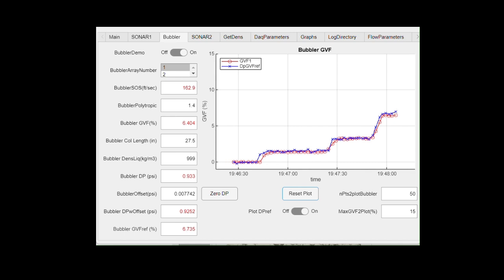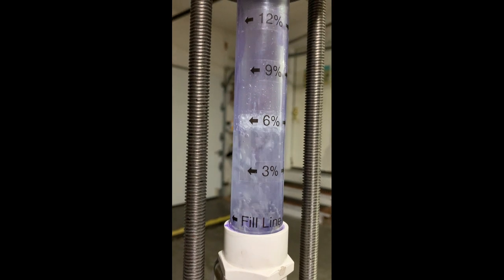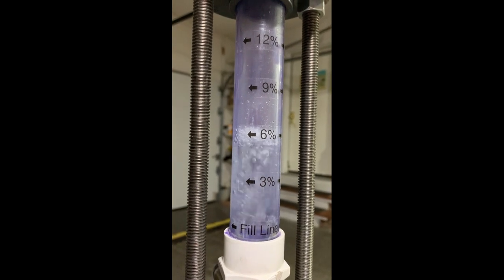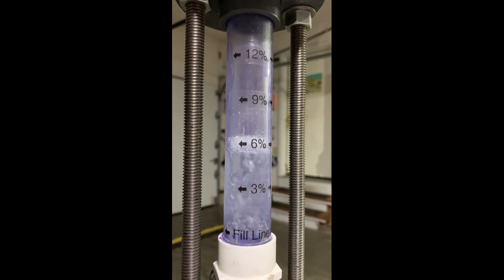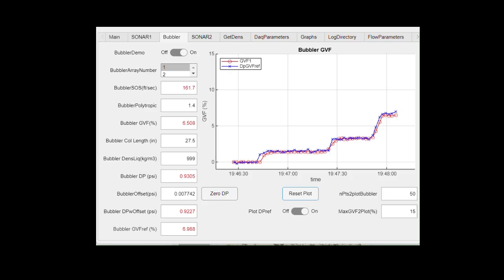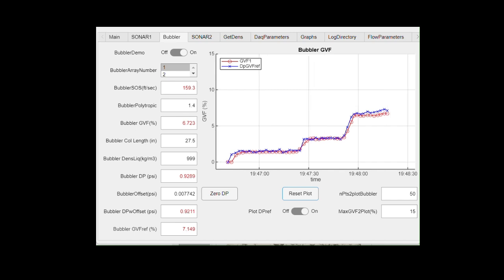So now we're up to about 6% gas void fraction. And as we look at the clear section of the bubbler, we can see the bubbles have indeed expanded the volume by about 6%. And again, we'll keep running it. We get about a 2-second update rate from the system here. And we're holding it steady around 6%.